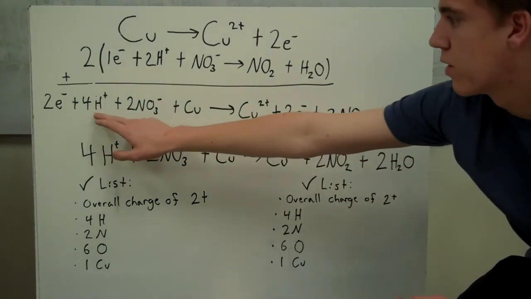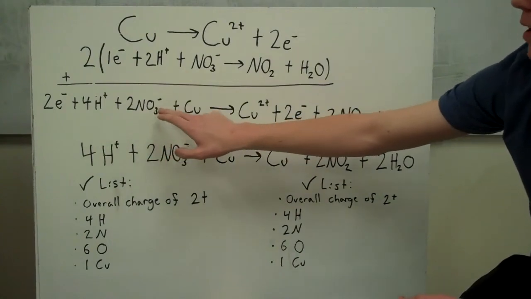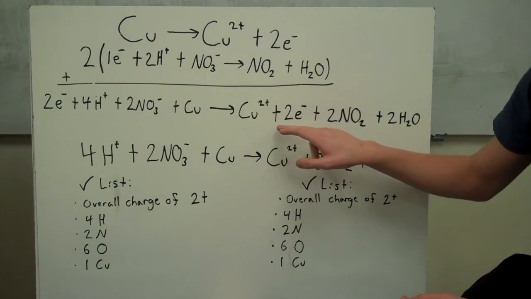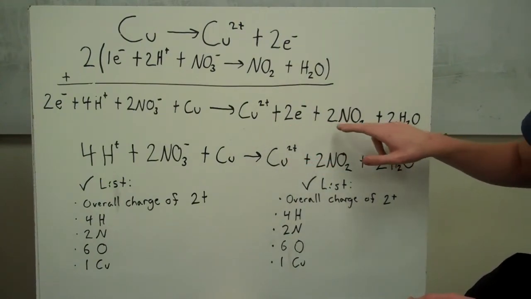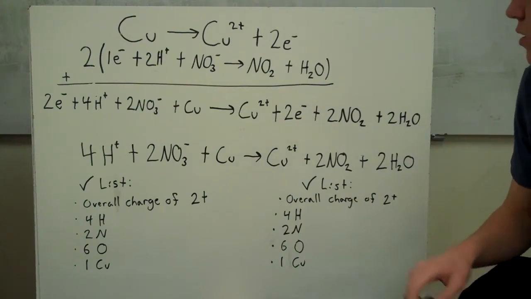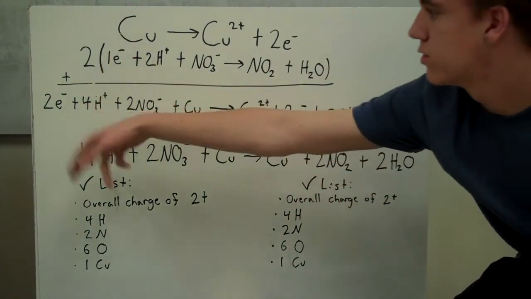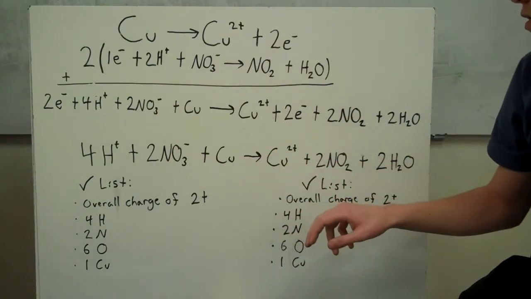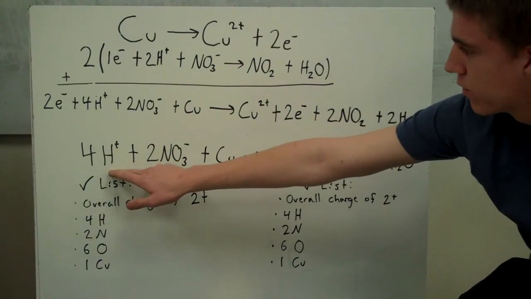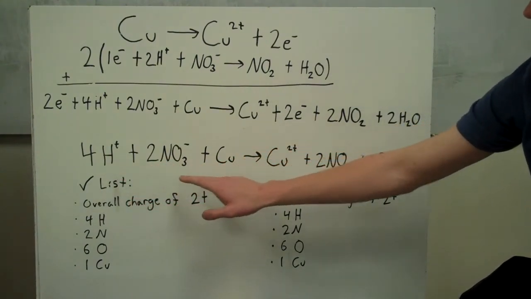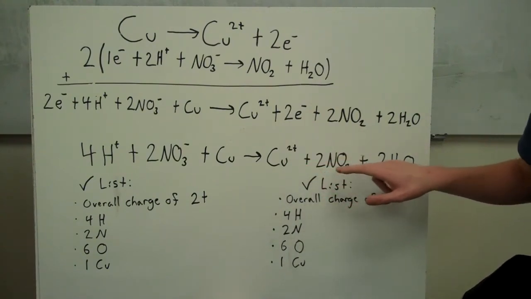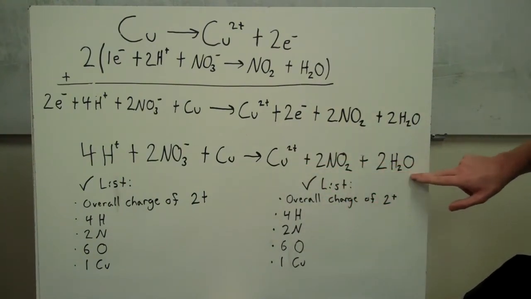So when we do that and then add them together, we get this big old reaction. 2 electrons plus 4 hydrogen ions plus 2 NO3 1 minus plus copper yields copper 2 plus ion plus 2 electrons plus 2 NO2 plus 2 H2O. So now we have this, we can cancel out the 2 electrons, and that's it. So that gives us our final equation. 4H plus 2 NO3 1 minus plus copper yields copper 2 plus 2 NO2 plus 2 H2O.